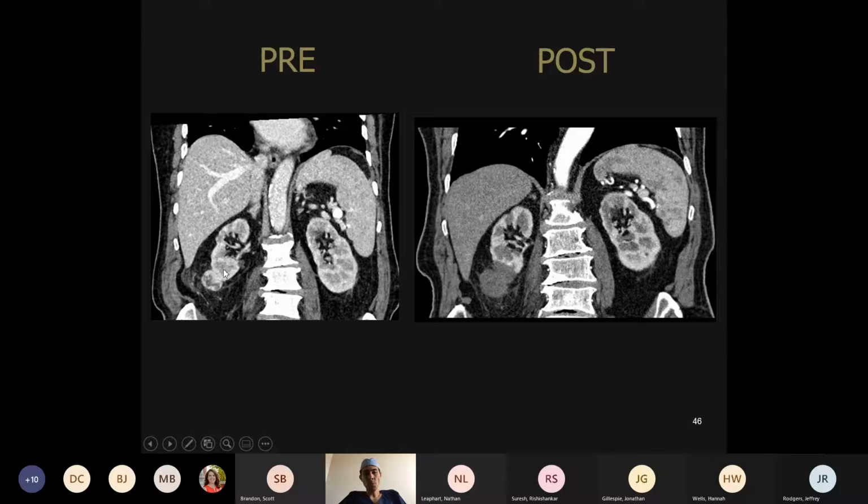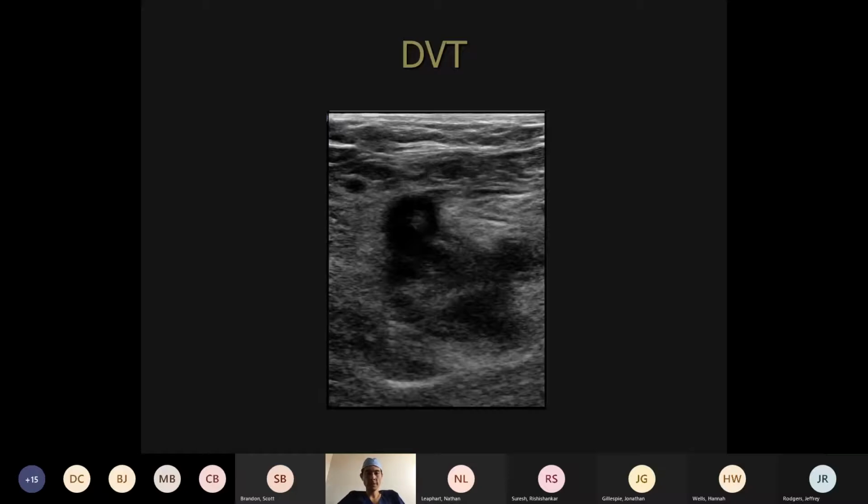And this is the pre and post. So that's the pre. You see the lesion uptaking a lot of contrast, and in the post picture you don't see any more contrast enhancement, just scar tissue there compared to the way it was before. Go to the next slide.